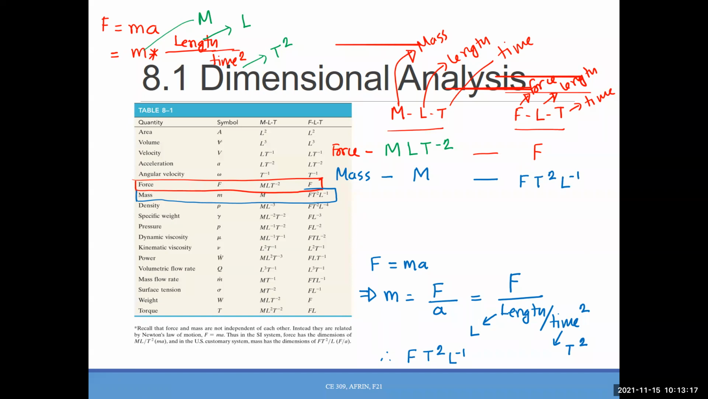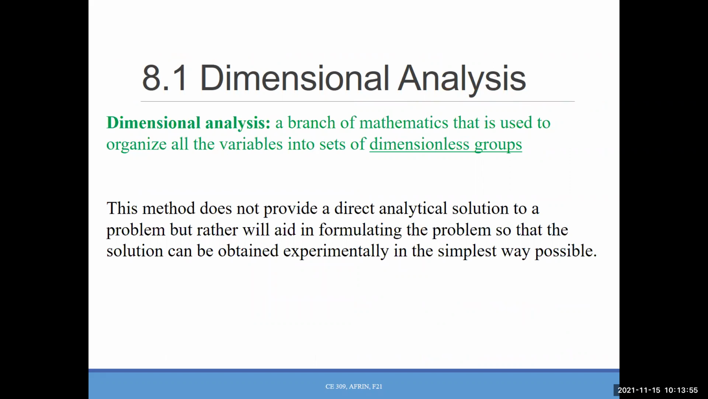So just like this, you can express any quantity in terms of FLT or MLT by doing that. But the good thing is we will always have the table 8.1 with our lesson. So we can always come back to this table and check what will be the expression in MLT or FLT, right? So you got the idea. How can you find the dimension for each quantity in the MLT and FLT systems? Okay. So that will help us in dimensional analysis.